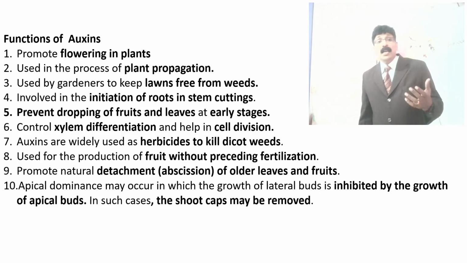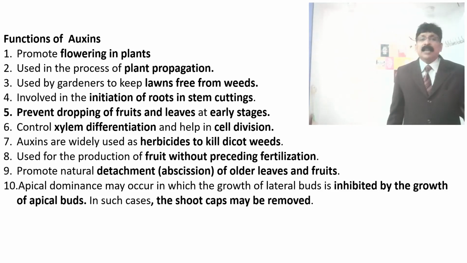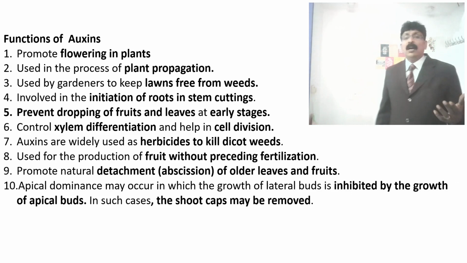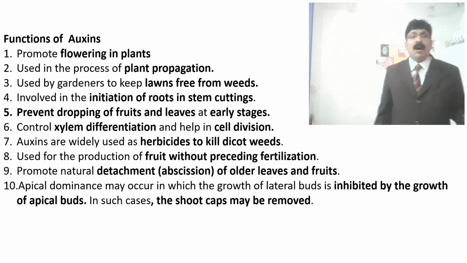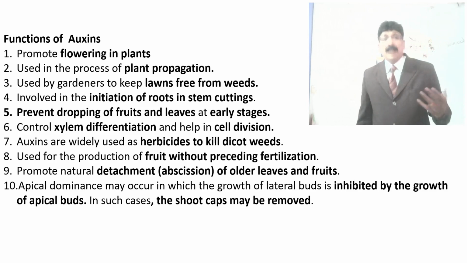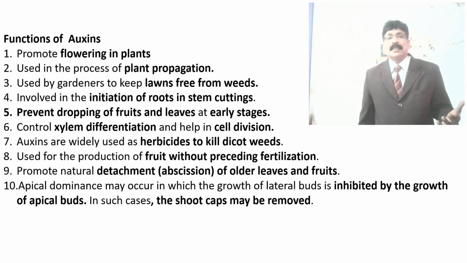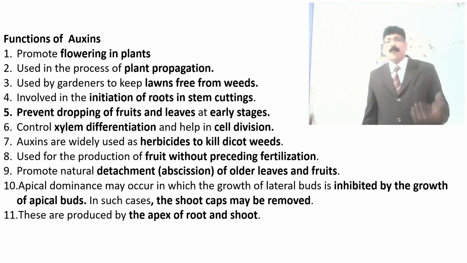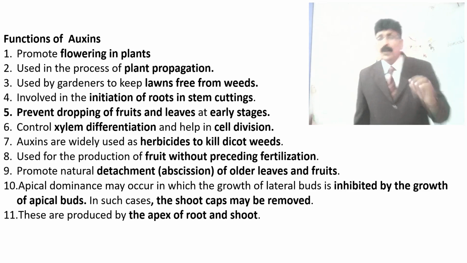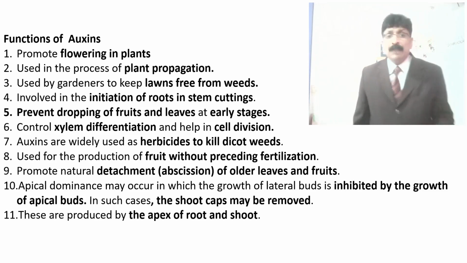Apical dominance may occur in which the growth of the lateral bud is inhibited by the growth of the apical bud. In such cases, the shoot tips may be removed. These are produced by the apex of the root and shoot. So these are the functions of auxins.